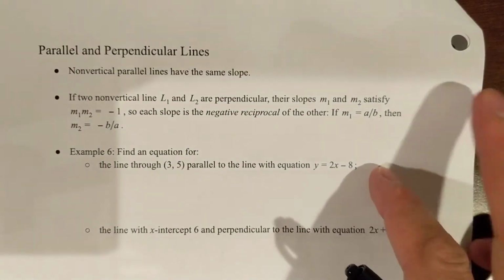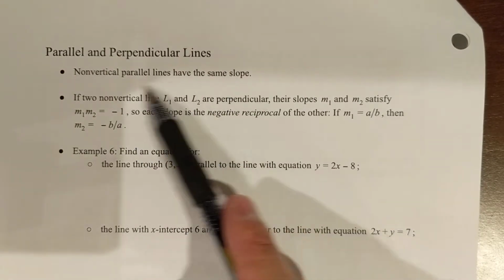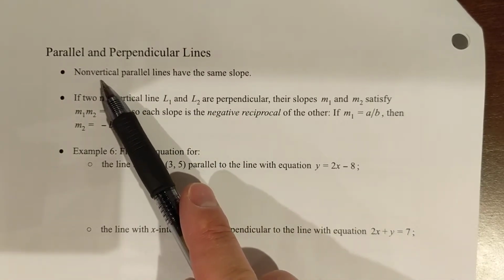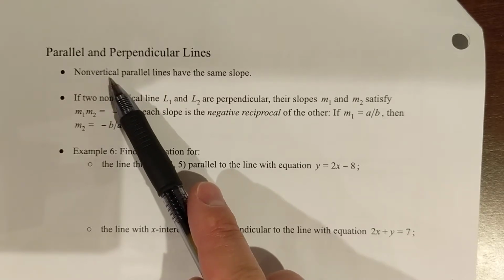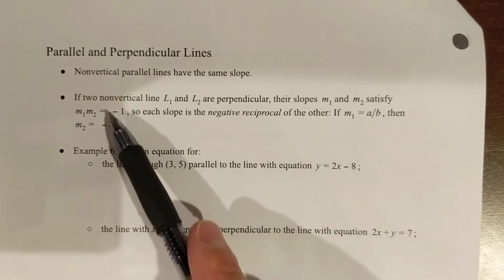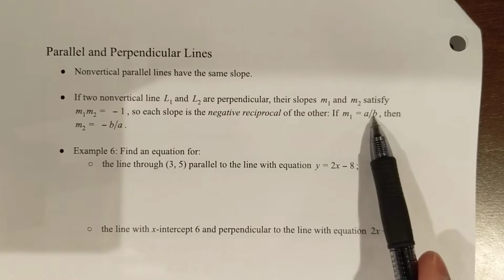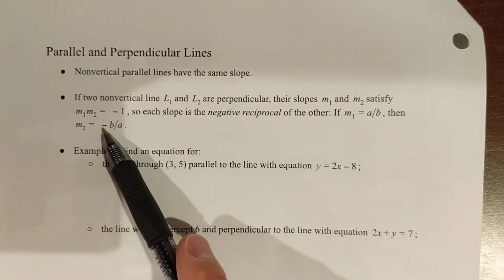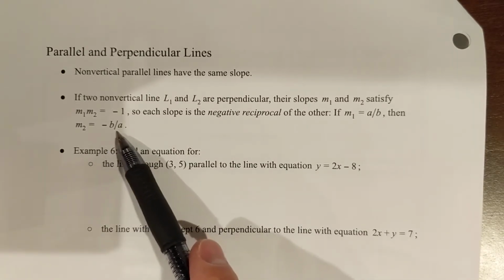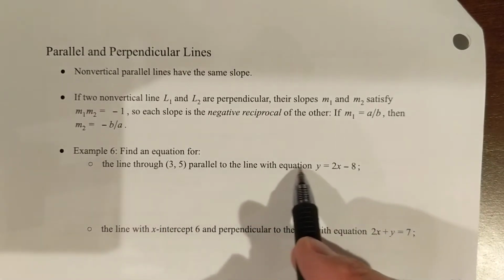Okay, so next up is parallel and perpendicular lines. So parallel lines have the same slope. It specifically says non-vertical here, just because vertical lines technically don't have a slope, so they can't be equal to each other. If they're perpendicular, m1 and m2, the two slopes, must multiply to equal -1. So that's referred to as the negative reciprocal. So if your first slope is a over b, then the second slope will have the opposite sign and also be the reciprocal.